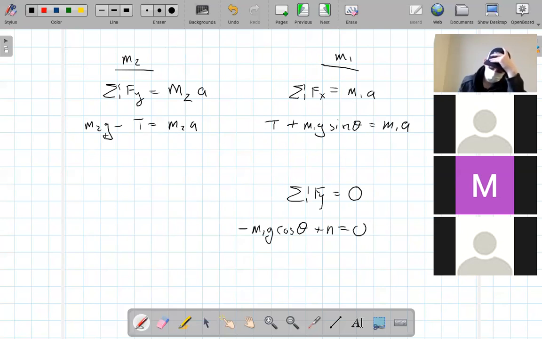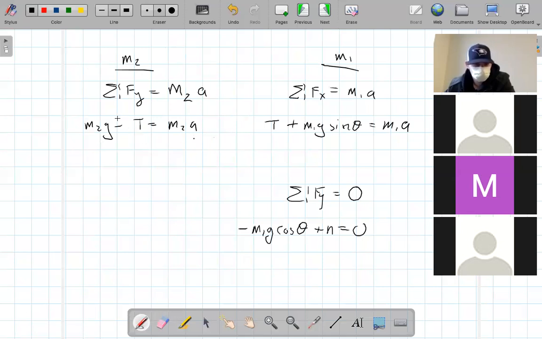So basically I have two equations: the sum of the forces in the y direction from m2 and the sum of the forces in the x direction from m1. And I have two unknowns, so all I have to do is solve a system of two unknowns. One thing I could do is solve this one for the tension, plug that in here, and then solve for the acceleration. Or I can solve this one for the tension, plug it in here, and solve for the acceleration.